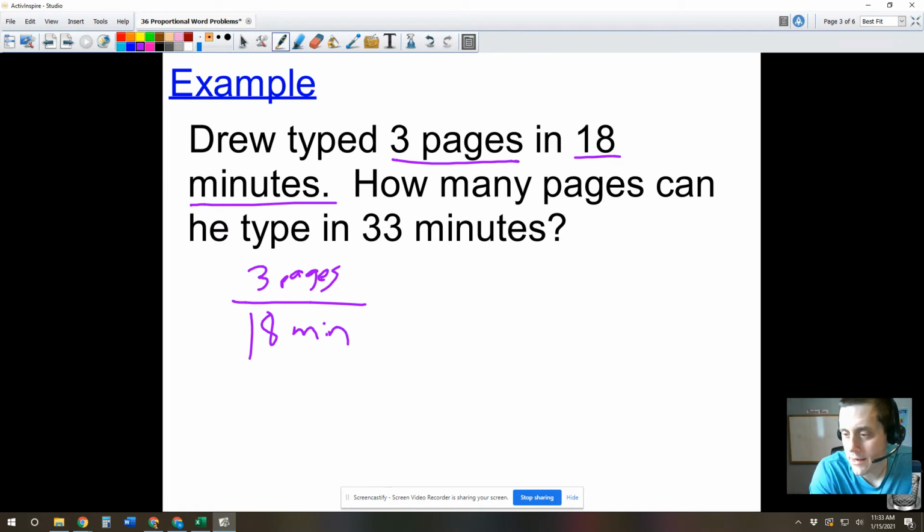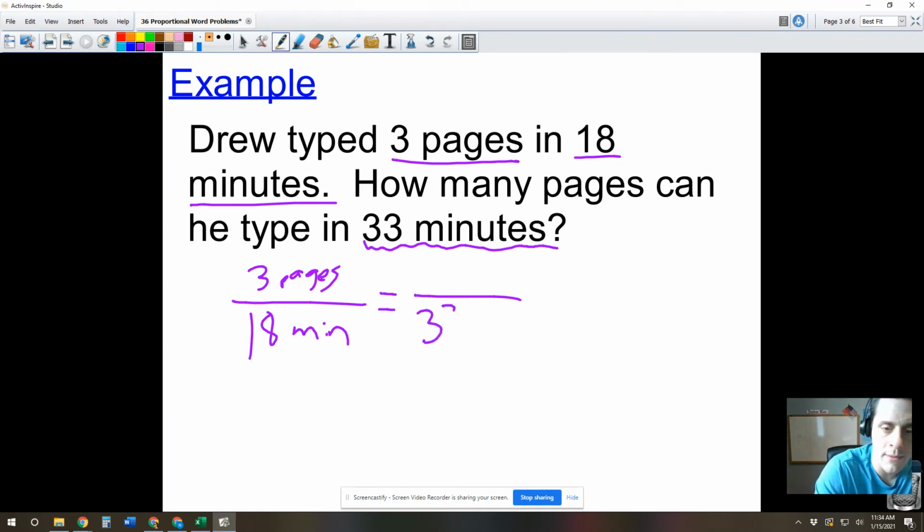Step 2, we need to create a proportion out of this ratio. So I'm going to put my equal sign and the fraction bar for my second ratio. And now we're looking for another value to use in this proportion. The question says, how many pages can he type in 33 minutes? So 33 is going to be the third value of this proportion. Will the 33 go on the top of our second ratio or the bottom? Look at your labels. Our initial ratio had pages on top, minutes on the bottom. Because 33 is a measure of minutes, it needs to go on the bottom to match minutes in the first ratio. Up top, we have an unknown.